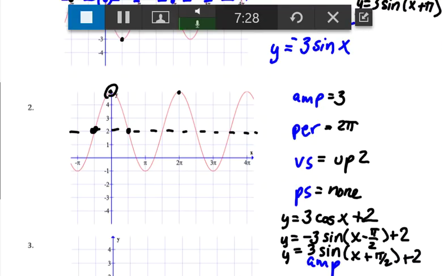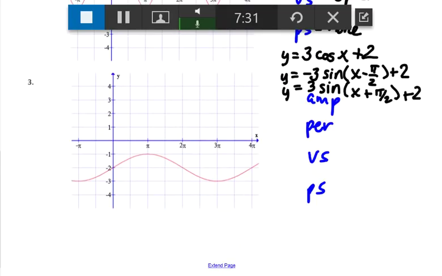Okay, next one, number 3. I'm going to change colors because I'm kind of getting squished together here. All right, where's the midline going to be for number 3? Negative 2, good. Did the period change this time? Yes, because if I start here, where do I end? 4 pi? So my period is 4 pi. What's my amplitude? 1. Vertical shift was up or down? Down 2. And if I start on the y-axis, do I have a phase shift? No.